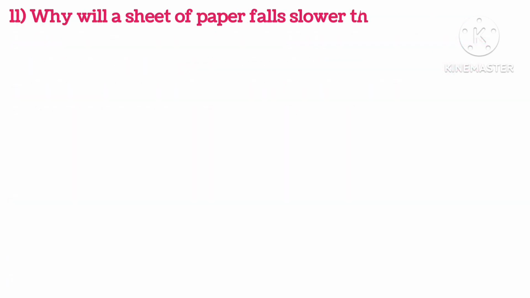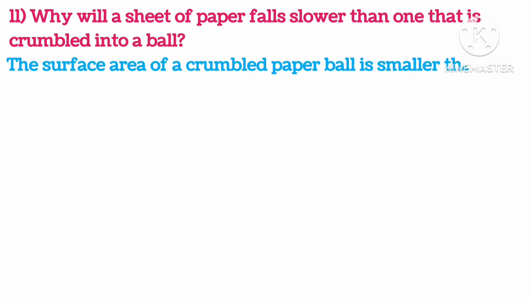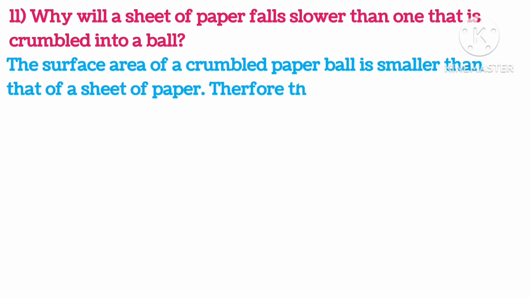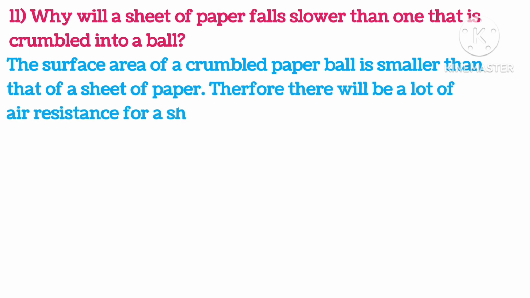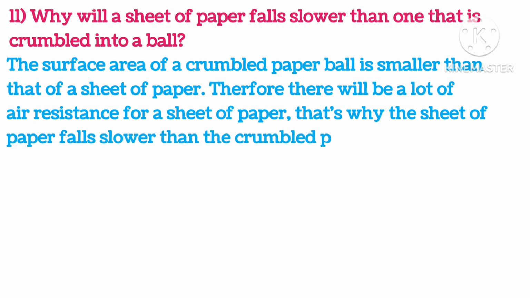Why will a sheet of paper fall slower than one that is crumpled into a ball? The surface area of the crumpled paper is smaller than that of the sheet of paper. Therefore, there will be a lot of air resistance for a sheet of paper. That's why the sheet of paper falls slower than the crumpled paper ball.